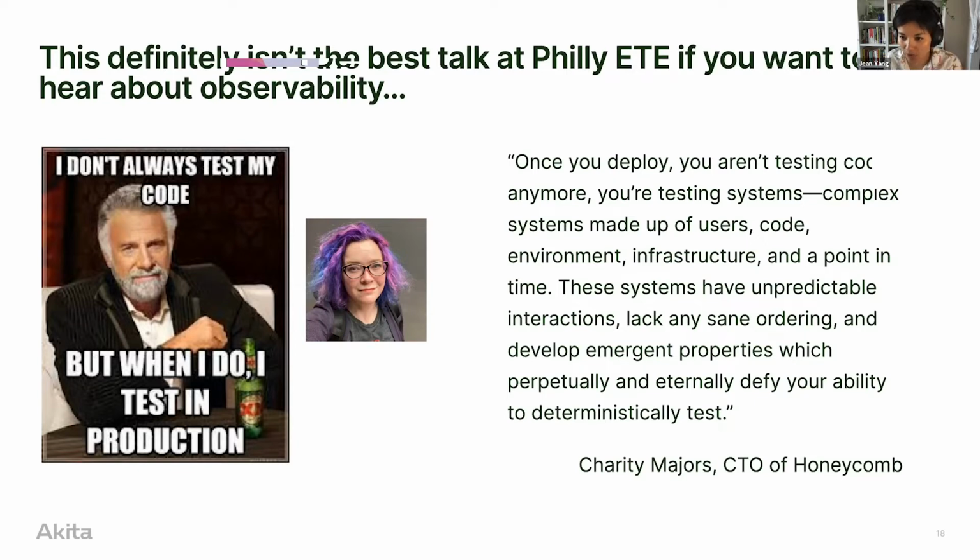She has this great quote: once you deploy, you aren't testing code anymore. You're testing systems, complex systems made of users, code, environment, infrastructure, and a point in time. These systems have unpredictable interactions, lack any sane ordering, and develop emergent properties which perpetually and eternally defy your ability to deterministically test. And when I started reading Charity's stuff, I was like, oh my God, this is everything I've been having an existential crisis about.